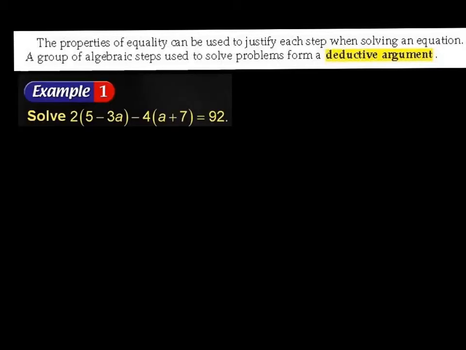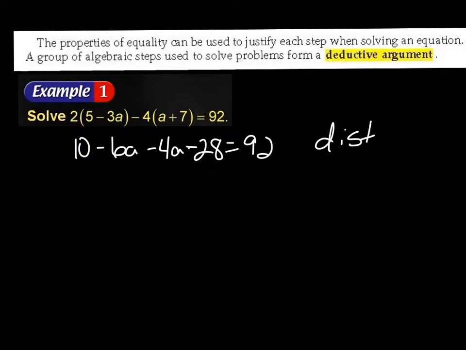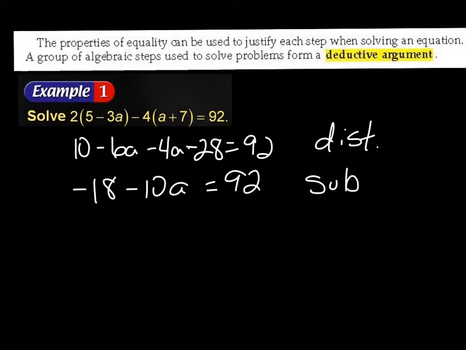To solve this equation, the first thing we'd want to do is distribute. So we'd have 10 minus 6a minus 4a minus 28 equals 92. And we need to write our properties out, so that was distributive property. I'm going to abbreviate. Next thing I'd like to do is combine my like terms. So 10 minus 28 is negative 18, and negative 6a minus 4a is negative 10a. And they call that substitution because all I did was add.